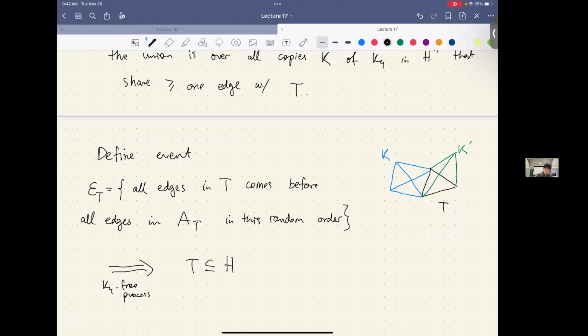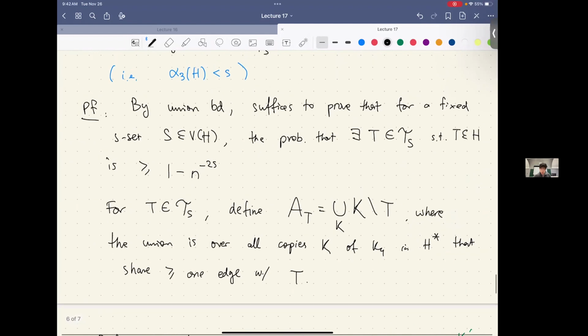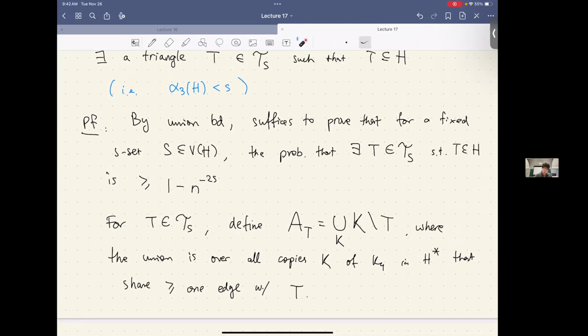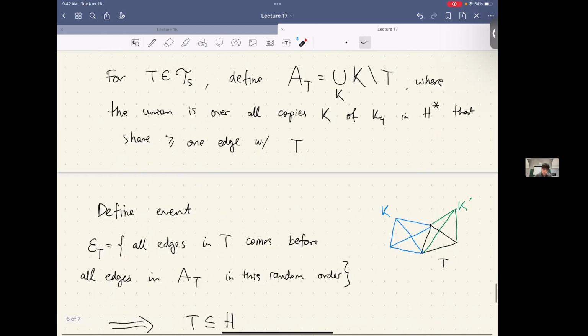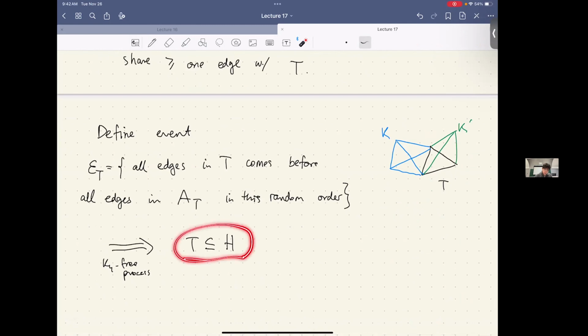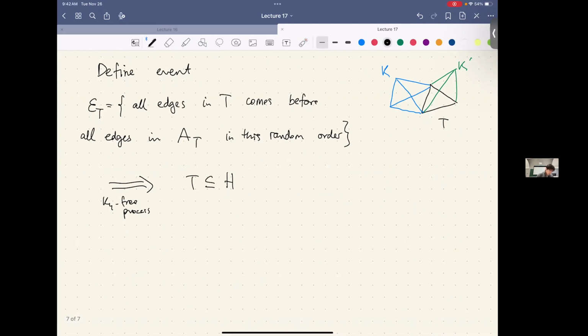So let's estimate the probability that for a single triangle T, this good event, that T survives in H. That's a good thing, right? Once again, where are we now? We fix a set S. We want to estimate the failing probability that no triangle survives is small, or that there exists at least a good triangle that survives with high probability. So for a fixed triangle, it survives as long as this event holds. What's the probability of this event?